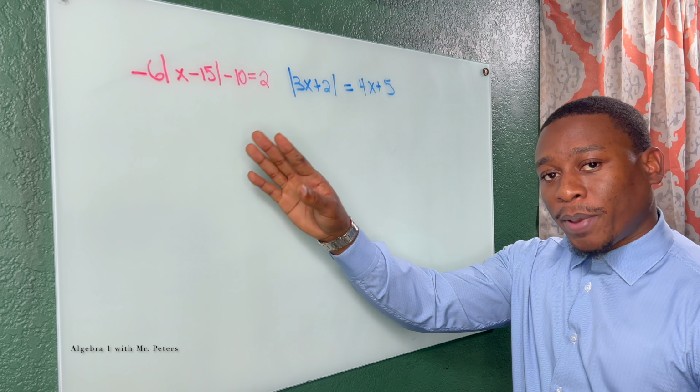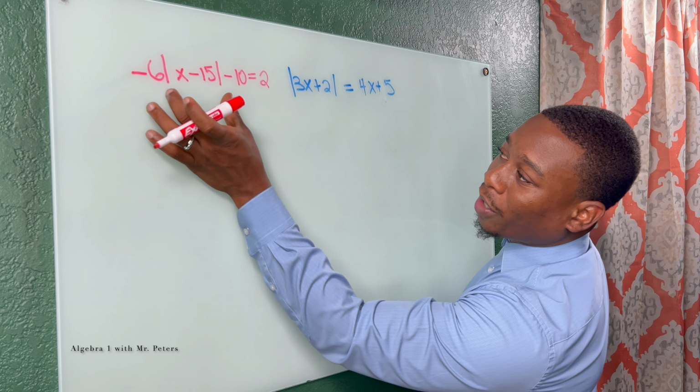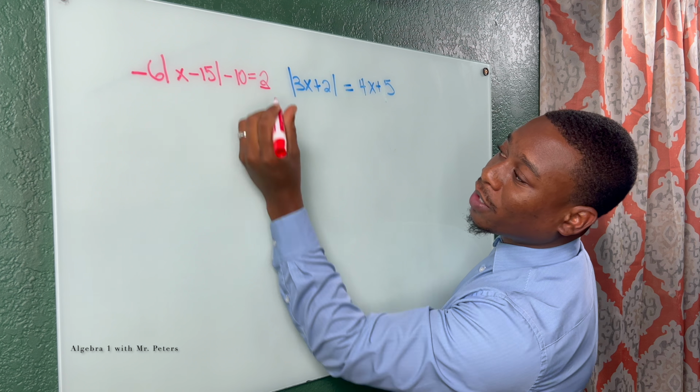We already know the basic rules, right? We have to get the absolute value by itself, has to be equal to a positive integer.